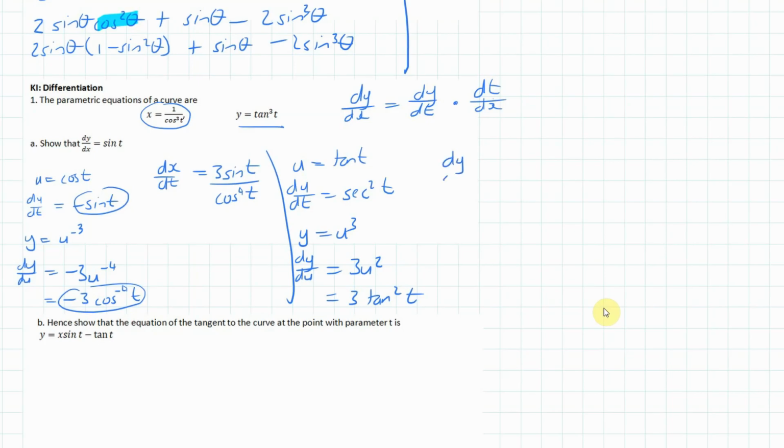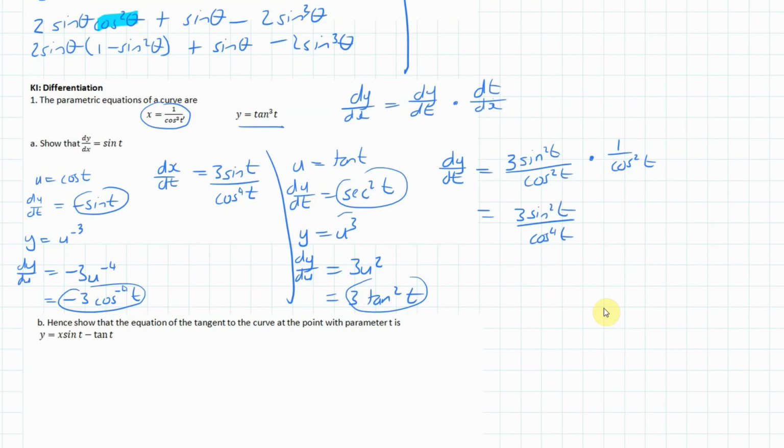dy/dt is equal to, we multiply that by that, which is 3 sine squared t over cosine squared t multiplied by, now sec squared t is 1 over cosine squared t. So altogether we get 3 sine squared t over cosine to the power of 4 t.